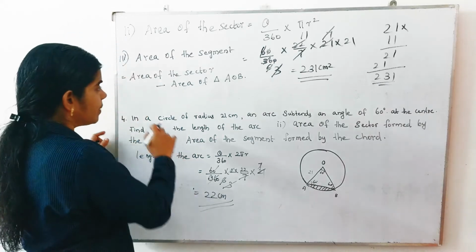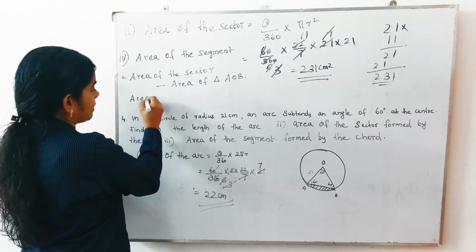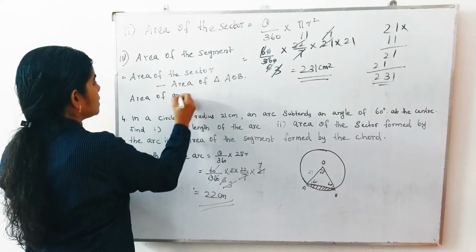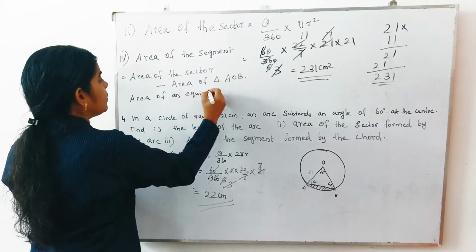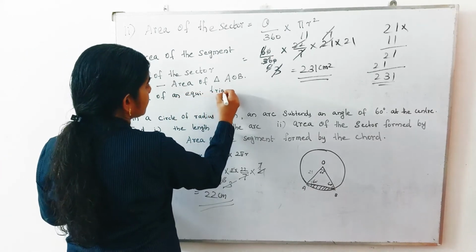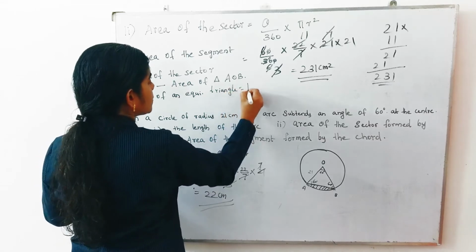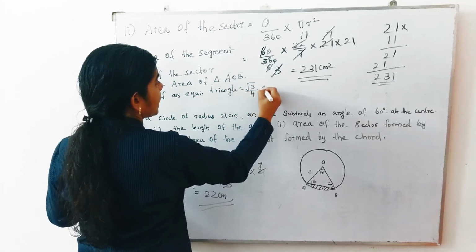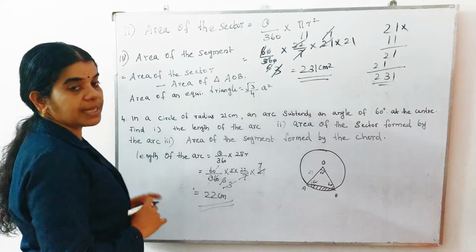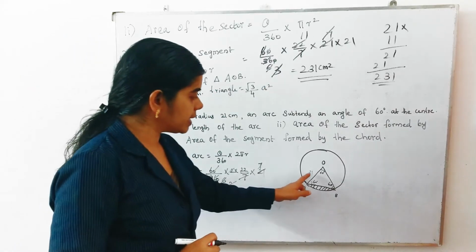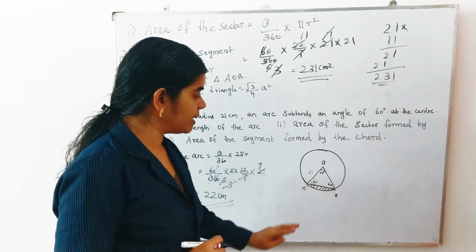Then area of an equilateral triangle is equal to root 3 divided by 4 a square. A means here the side of the triangle. Here 21. This also will be 21.